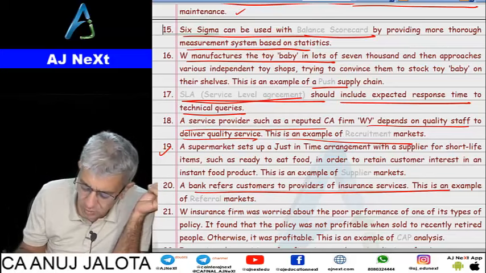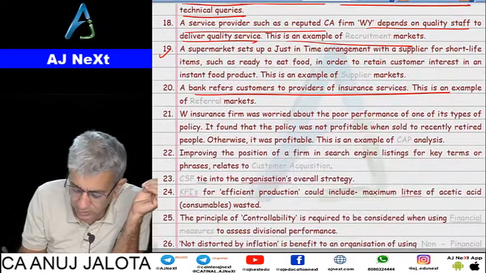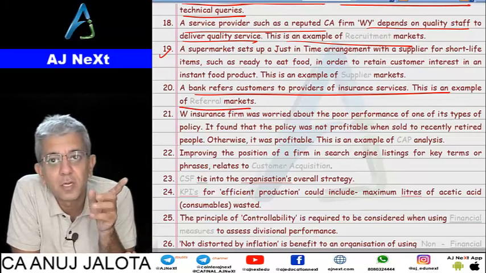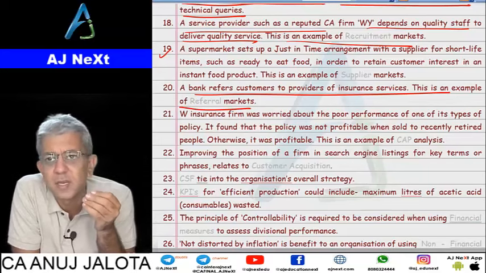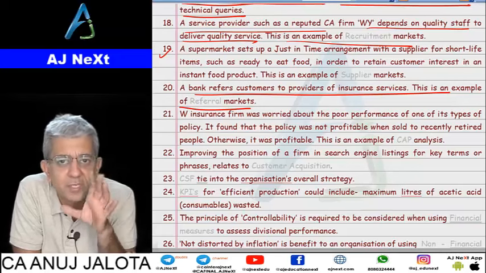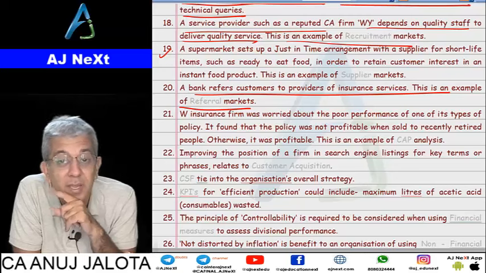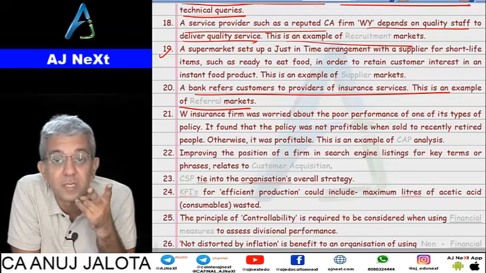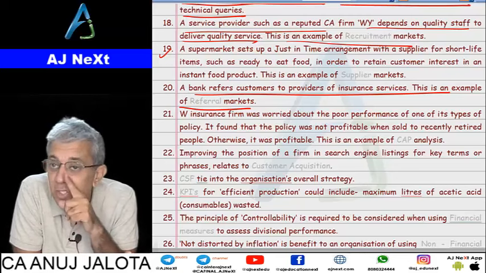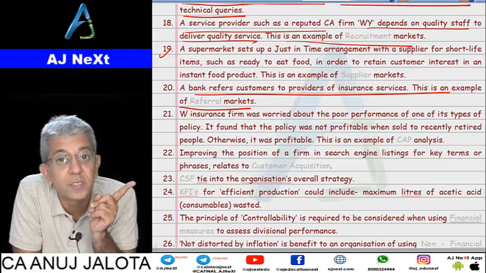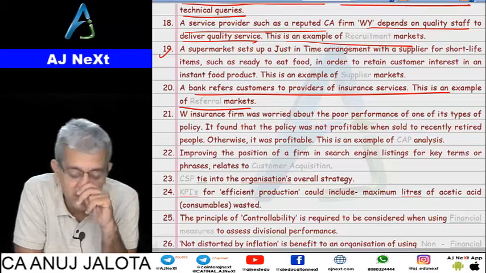A bank refers customers to the provider of insurance services. This is an example of which market? It is a referral market. A basic example: suppose you go to a doctor, he prescribes you the medicine, and towards the end he'll tell you, buy the medicine from this shop and refer my name. They will give you a 2% discount. Now, the shop will give us a 2% discount, but they will give the doctor around 10 or 15% commission. This is a referral market.